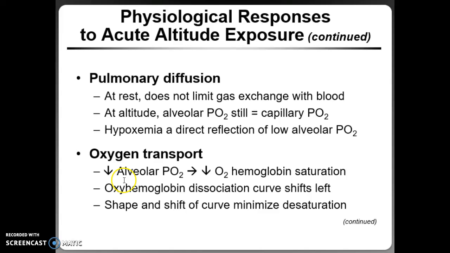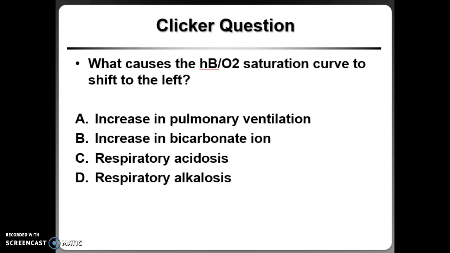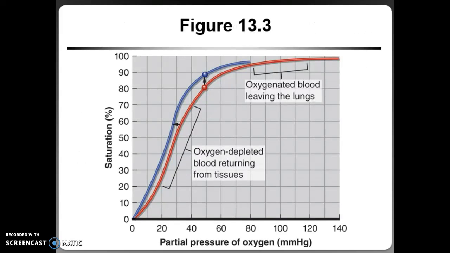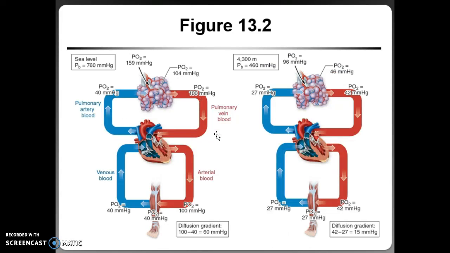So pulmonary diffusion at rest does not limit gas exchange with blood. At altitude, our alveolar PO2 still equals our capillary PO2, but what we end up seeing is that in terms of oxygen transport, we have a lower alveolar PO2, meaning we have lower O2 hemoglobin saturation. So this is going to change and affect our curve. So here, again, going over this curve again: oxygenated blood leaving the lungs, oxygen depleted blood returning from the tissues.